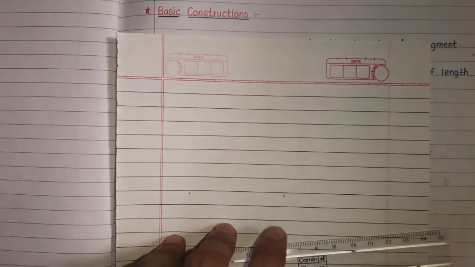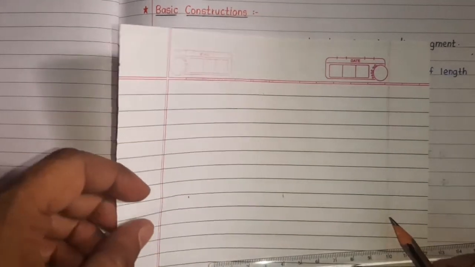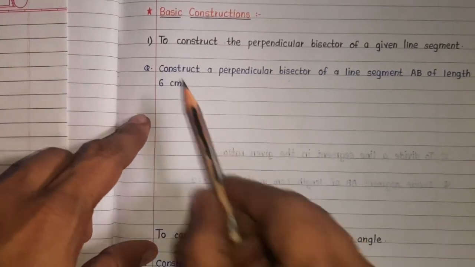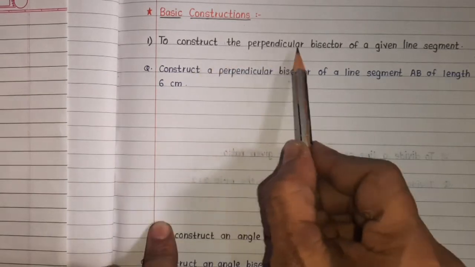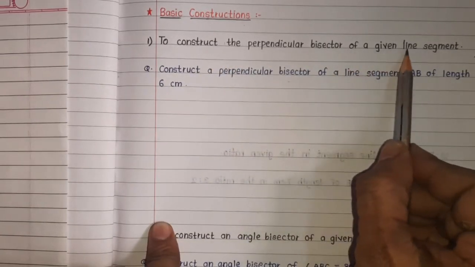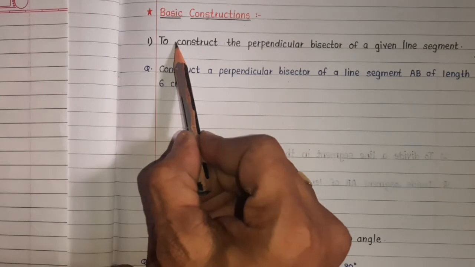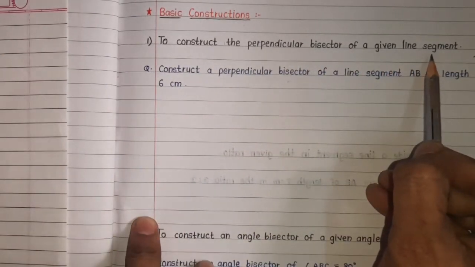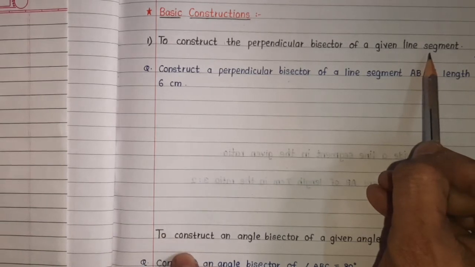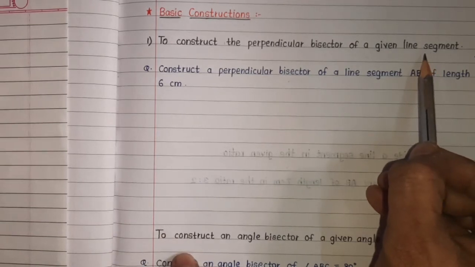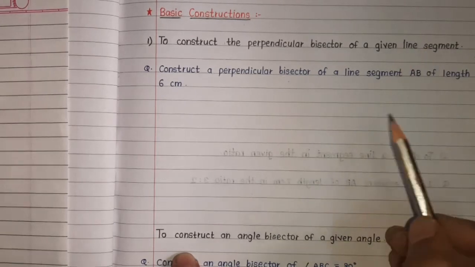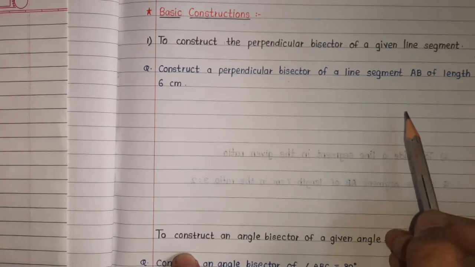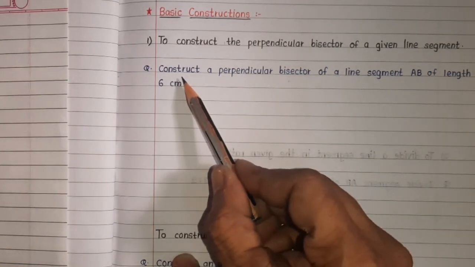Now we have to learn some basic constructions. First of all, we have to see how to construct the perpendicular bisector of a given line segment. That means, dear students, we have to draw a perpendicular bisector of a given segment. Now, how to construct the perpendicular bisector? It is a basic construction. All of you know that. See, one example is given.